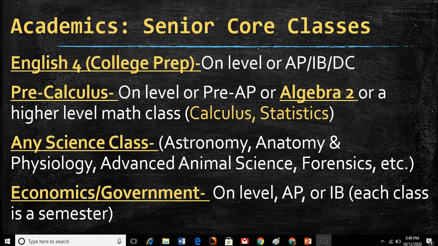Okay, and as far as your history goes, your senior year, you are required to take economics and government. Economics is 1 semester, government is 1 semester. There are on-level AP, IB, and dual credit sections of these classes. I think government does not have an IB component and economics does not have a dual credit component, but you can get college credit for these. Each one, like I said, is a semester. You may end up taking economics in the fall and government in the spring, or government in the fall and economics in the spring. You can also take economics and government in summer school, which I'll talk some more about in the next video that covers some electives.